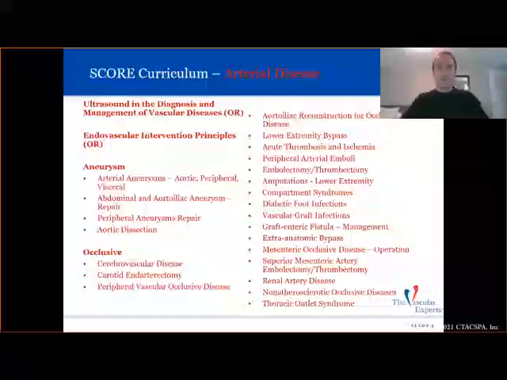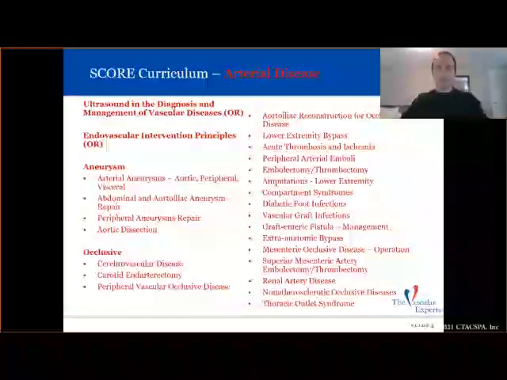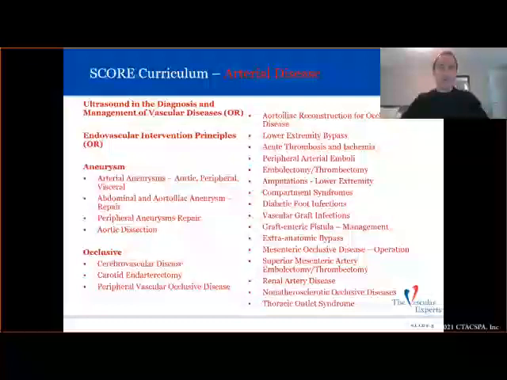So I break up the vascular into a couple groups here. Arterial disease, this is all like the SCORE curriculum. They want you to know about the ultrasound, endovascular principles. But basically, arterial disease is the bulk of it. And I split it up into aneurysms and occlusive disease. And that's really the bulk of what we treat. The occlusive disease is mostly atherosclerosis. There's a couple compression syndromes that they want you to know about.